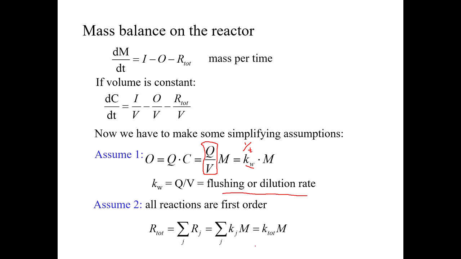And then the other simplifying assumption we'll make is that all reactions are first order. Again, we don't have to make this assumption, but making this assumption makes the math much easier. And like I said, I can't handle anything that's not first order. If it's not first order, I'm out. And as long as you're assuming that all the processes are first order, that means that the rate at which your chemical disappears is some pseudo first order rate constant times the mass of the chemical in the reactor. And so the total could just be the sum of all those pseudo first order rate constants.